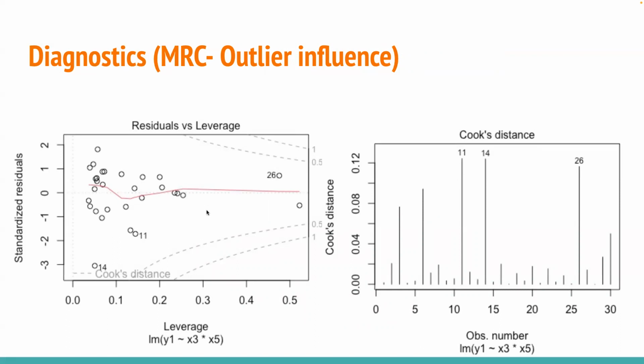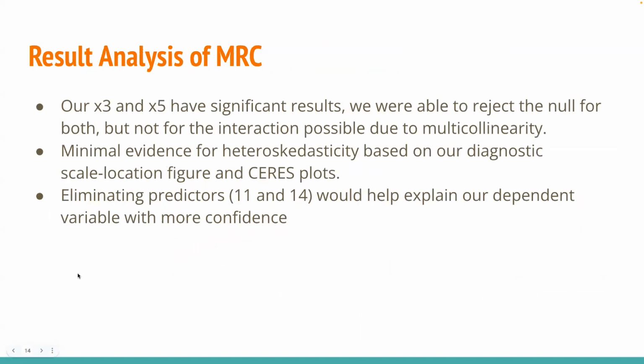Then we're going to look at our Cook's distance, and it also shows that 11, 14, and 26 have higher Cook's distance and apply undue influence on our results. But I would say it is pretty subtle. We're going to move on.